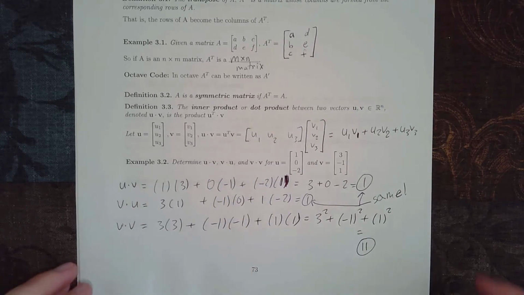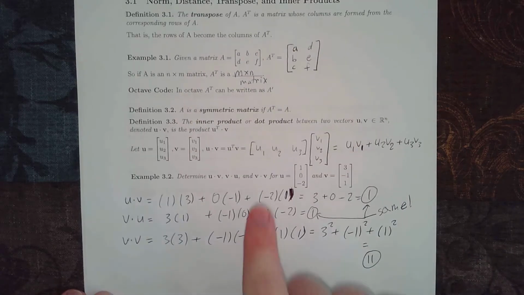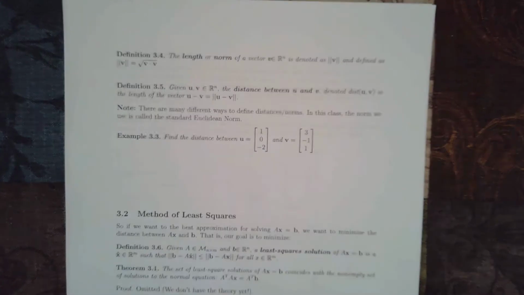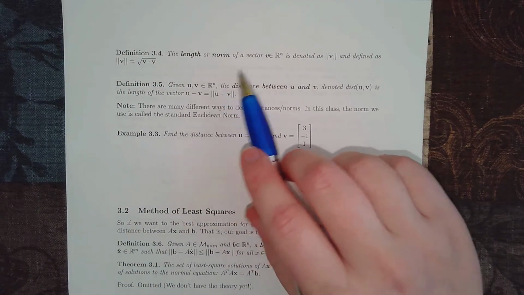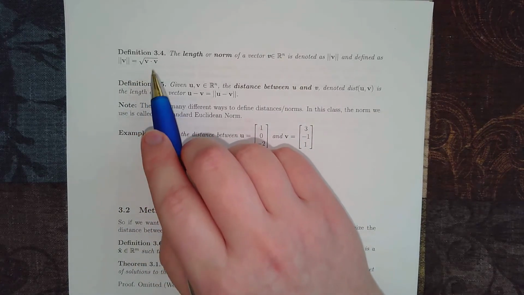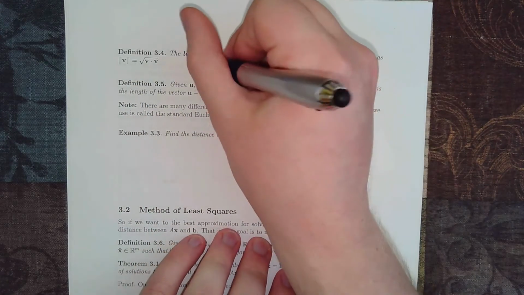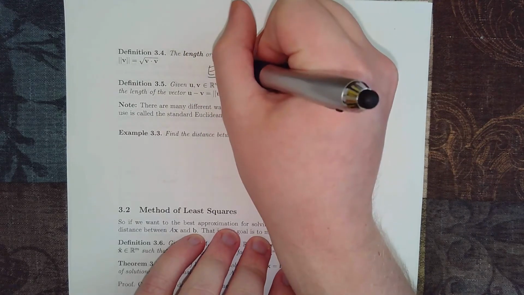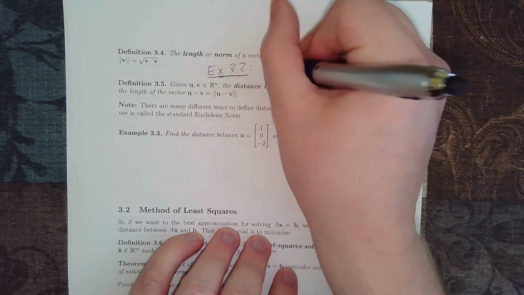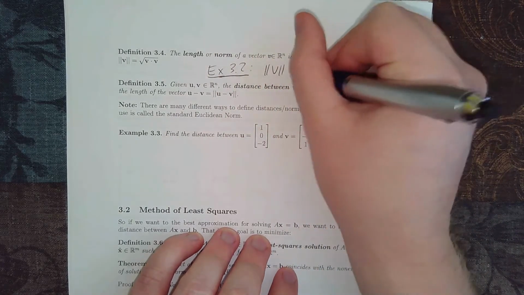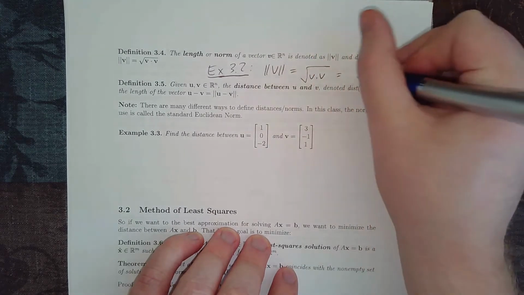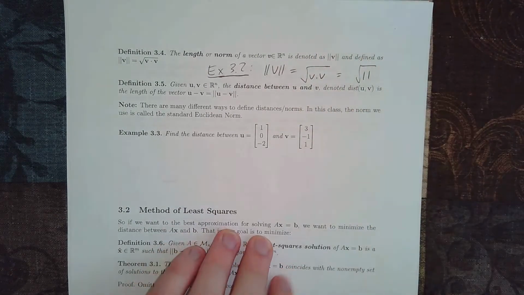If we want to go to a different terminology that uses the dot product, say we have the length or norm of a vector. This is defined as the square root of a vector dotted with itself. So from the previous example, the length of v is just the square root of v dotted with itself, and from that example, we would say the length is the square root of 11.